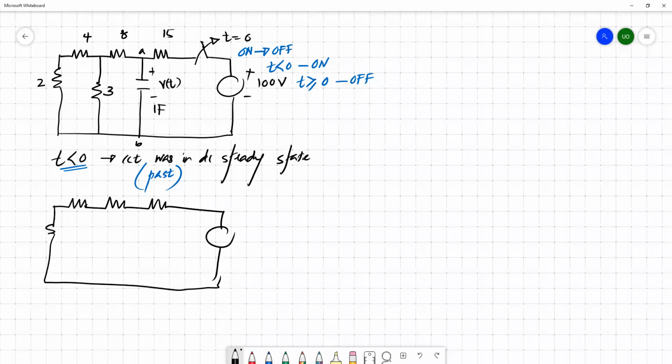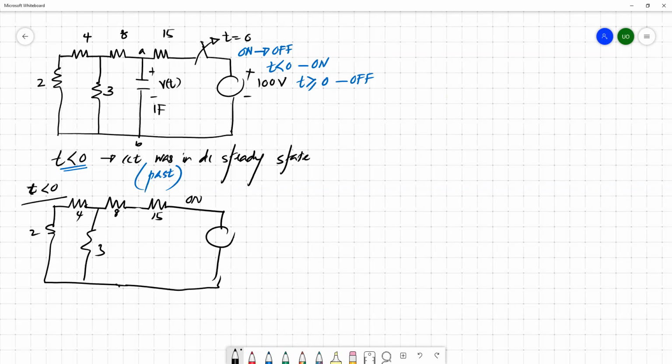So this switch is in on state. Here we have 15, 8, 4, 2 and another 3 here. The capacitor can be replaced with an open circuit element. If it is open, you don't need to draw it again, so nothing happens to the circuit. So now the circuit is this for t less than 0.